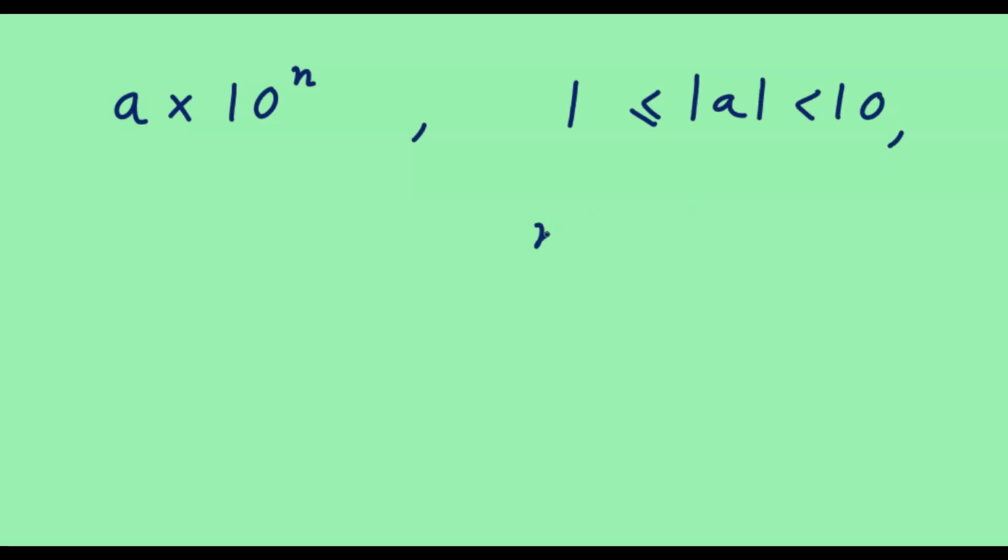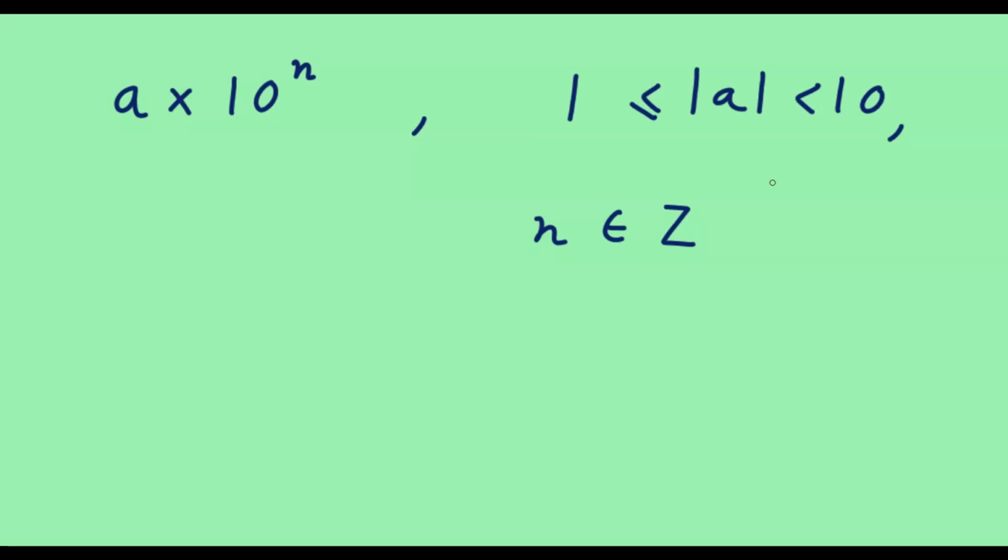In general, we say that a number is written in scientific notation when it is expressed in the form a times 10 to the power of n, where 1 is less than or equal to the absolute value of a, and that is less than 10, and the number n is an integer. Now, let us consider a few examples.